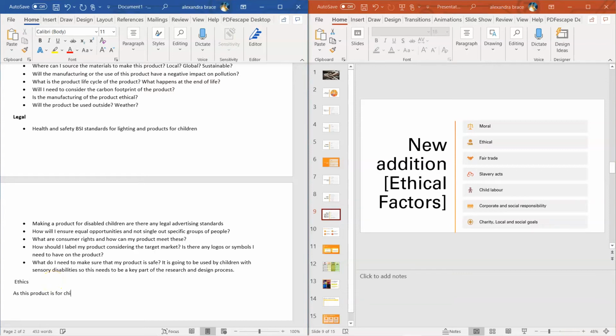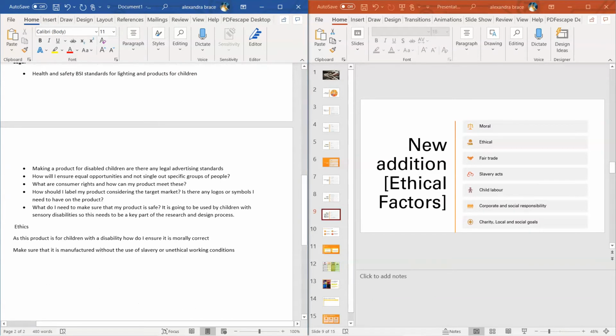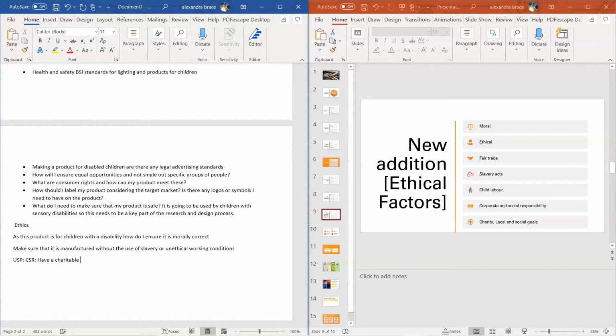Now the new addition, which is ethics for the PESTELE analysis. So as this product is for children with a disability, how can I ensure that it's morally correct? How can I make sure that it's manufactured without the use of slavery or unethical working conditions? And also having a corporate social responsibility. So this could be a unique selling point by having a charity or local cause to support when buying this product.